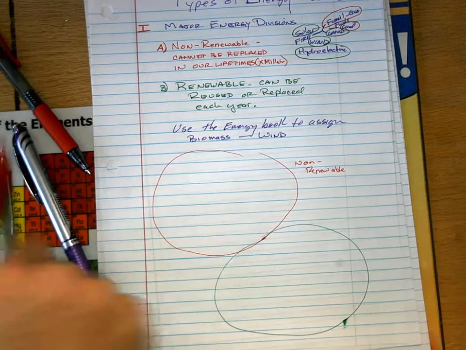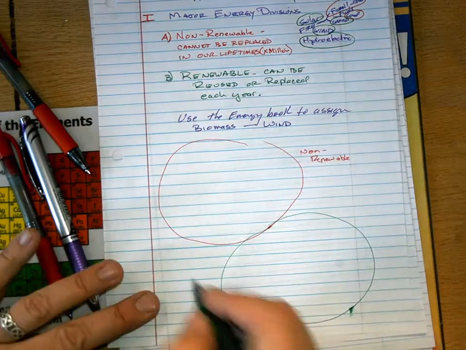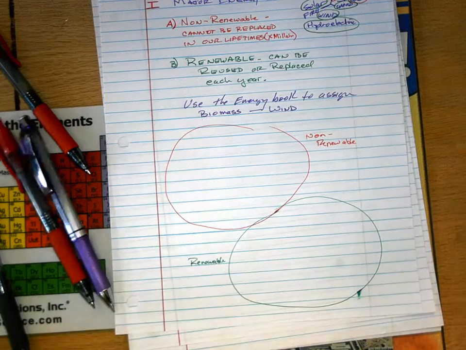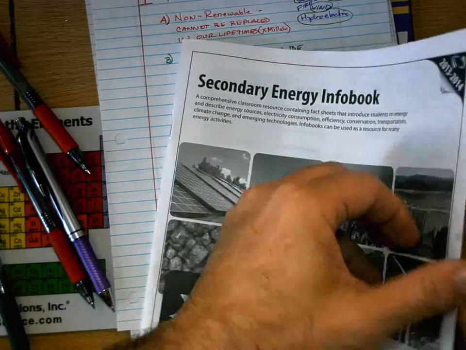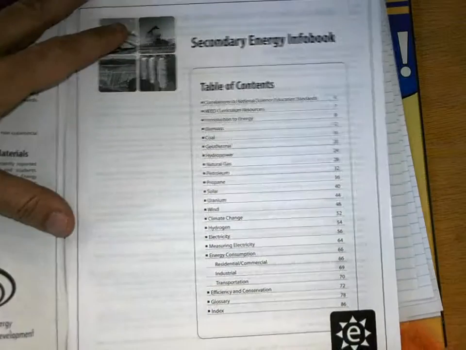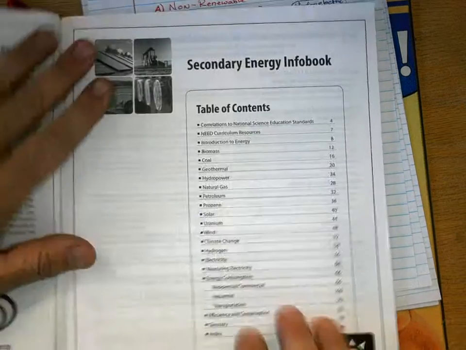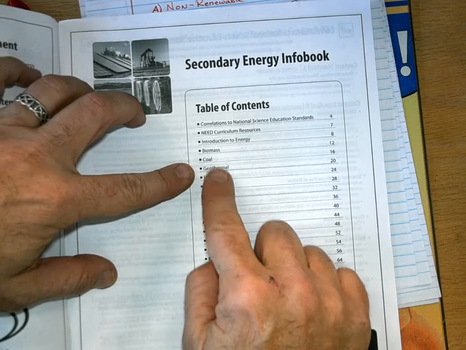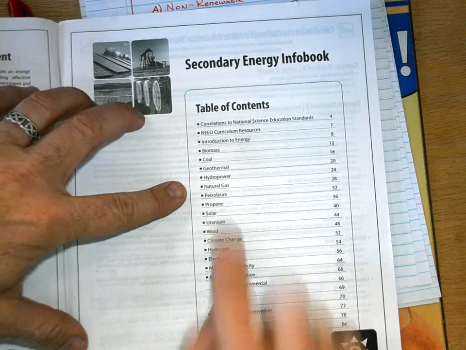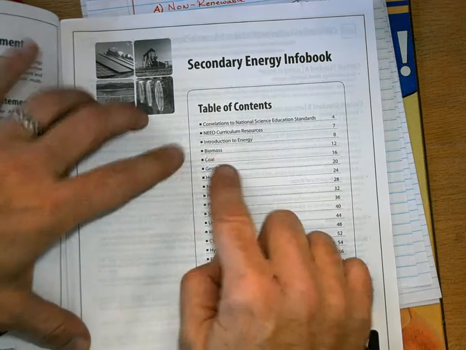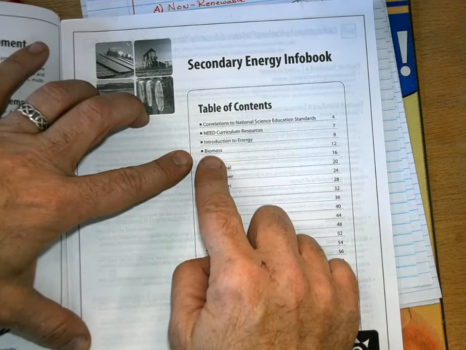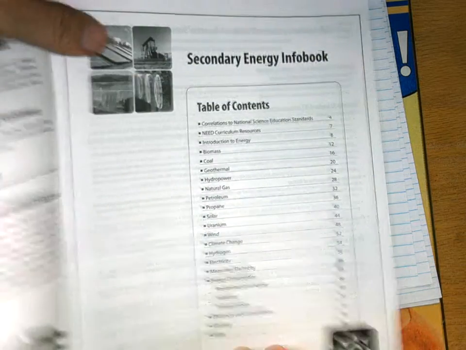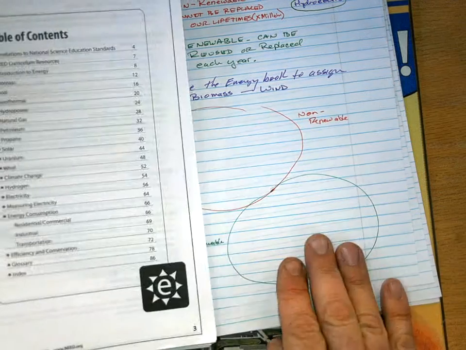So non-renewable here, the other half, and you can divide this however you like. This is going to be renewable. So what I'd like you to do is, in the energy guide book, when you look in the table of contents, open up to page 3. There's some introduction stuff, but here's biomass, and they're going to go through and talk about all of these major types of sources of energy. I'd like you and your table to go through biomass through wind, and write those in the appropriate area, whether they're renewable or non-renewable.